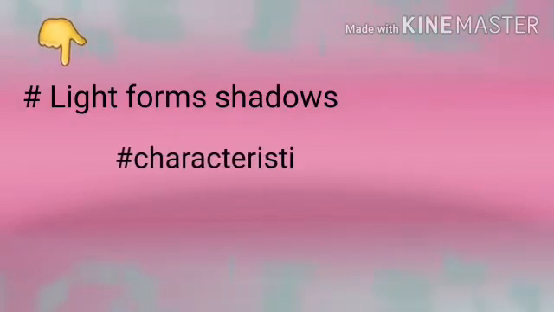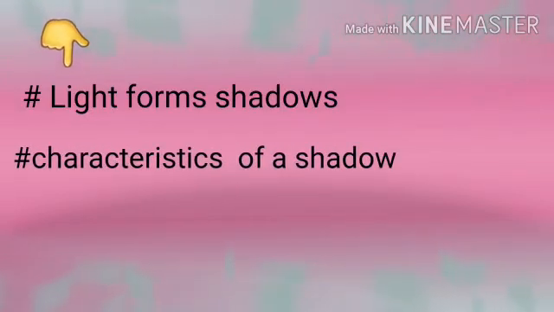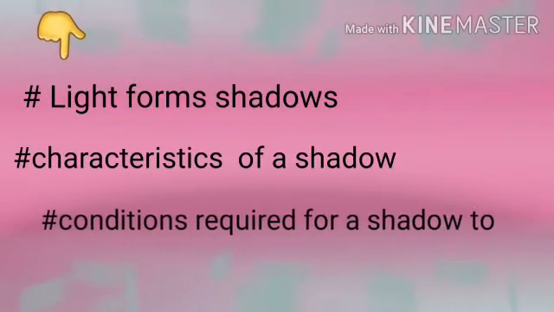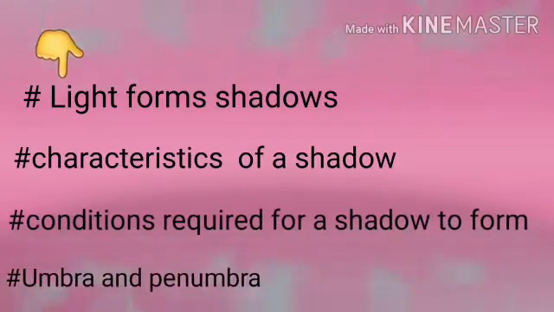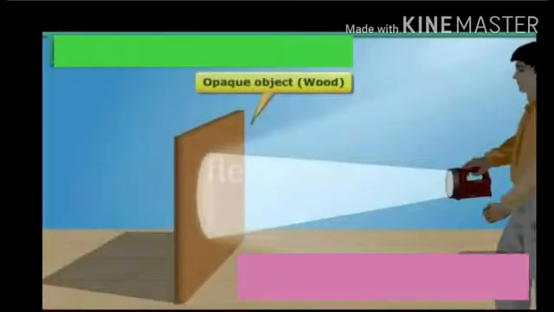Our today's topic is shadow. Under this, we'll be covering the following topics: light forms shadows, the characteristics of a shadow, then conditions required for a shadow to form, and then umbra and penumbra.